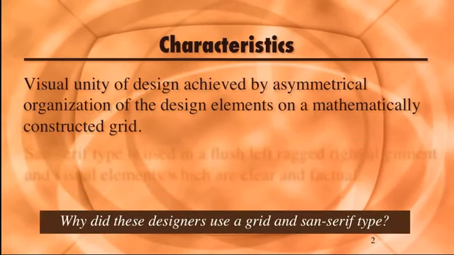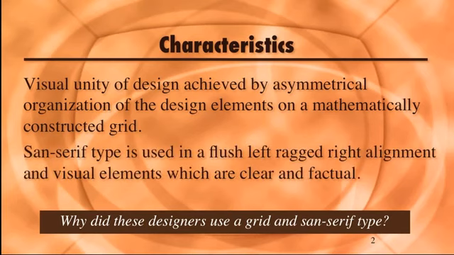The innovators of this movement truly felt that design was a socially useful and important activity. Personal expression was set aside in favor of a scientific and universal approach to design problems. Visual unity of design was achieved by asymmetrical organization of the design elements on a mathematically constructed grid. Sans serif type is used in a flush left, ragged right alignment, and visual elements were clear and factual. You, as the artist, were an important means of spreading information. Presenting ideas with clarity and order was of paramount importance.